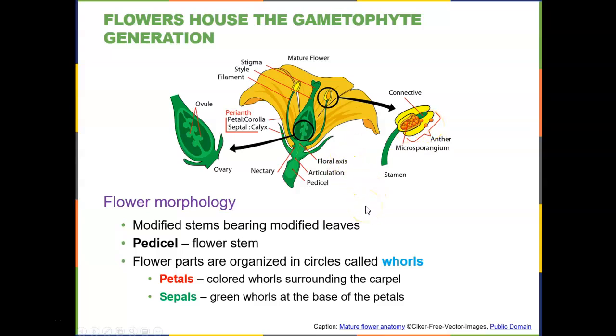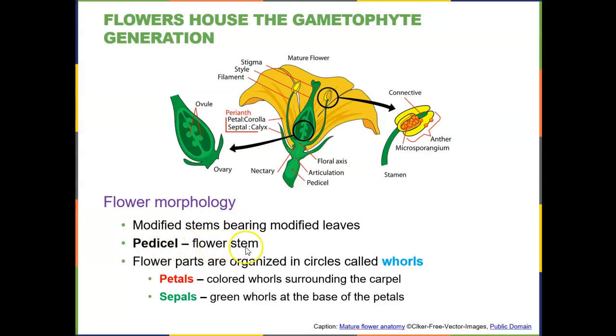So when we look at flowers in general, they are modified stems bearing modified leaves. So these plants have evolved leaves which help in the pollination process and make them highly successful. Another couple of anatomical parts to keep in mind: the stem of a flower is called a pedicel, where the stem of a leaf is called a petiole.